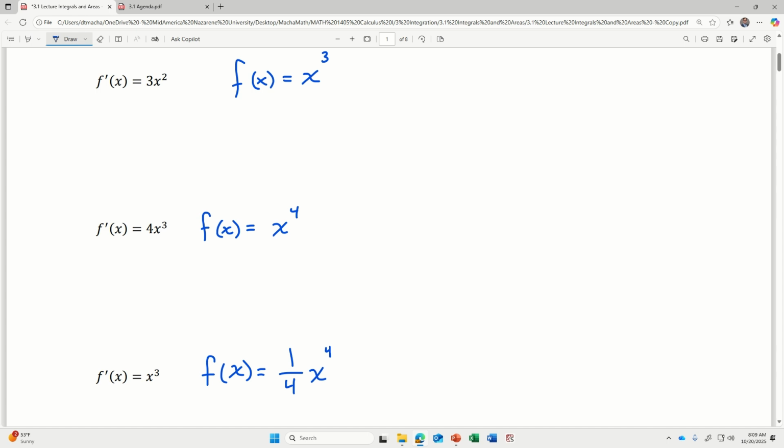By imagining what would it look like to take a derivative of this answer. Well, you'd bring down the 4. 4 over 4 is 1. That cancels, and then you get x to the third. So it checks out.